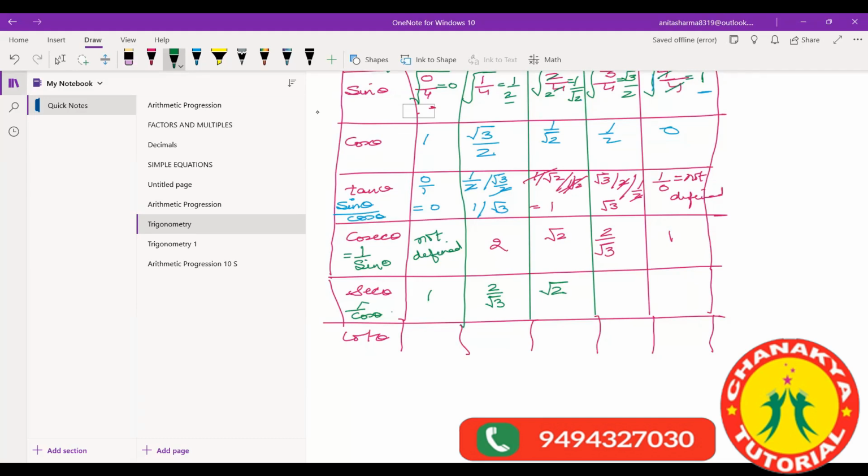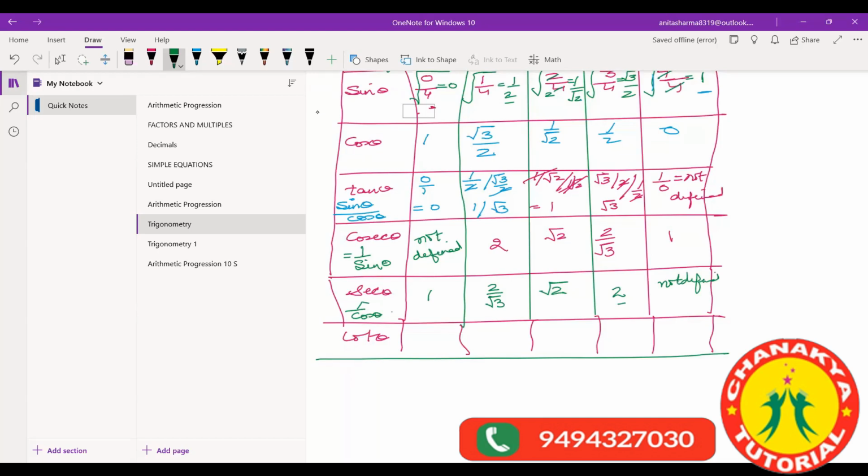Okay, good, beta. Yes, Sumuk, reciprocal of 0 is? Not defined. Yes, not defined. Good, beta. Good, Sumuk. Now, Moksha.